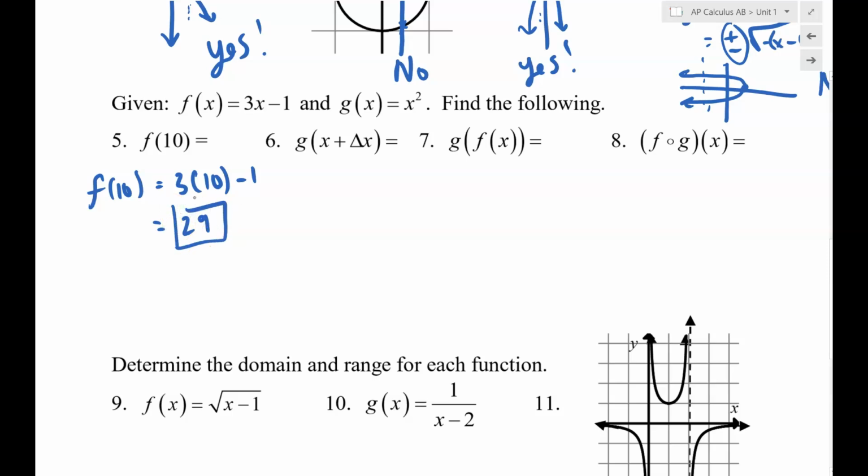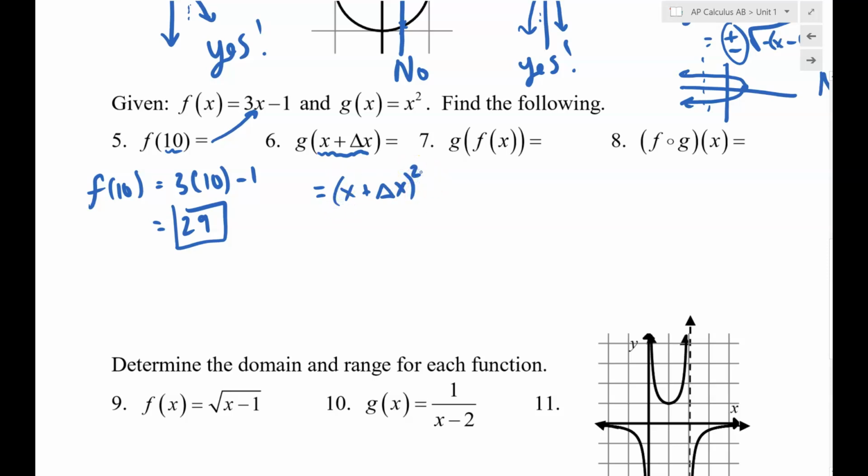For number 6, it says g of x plus delta x. Now, this is weird, but again, whatever's in this portion here, just like what we did with this one, you plug it in for wherever there's x. So this becomes x plus delta x, quantity squared.